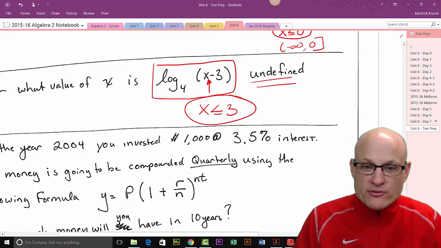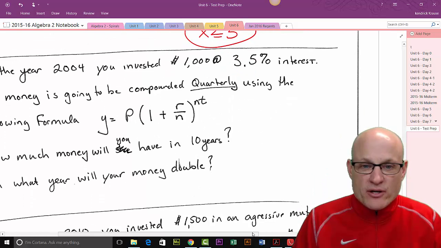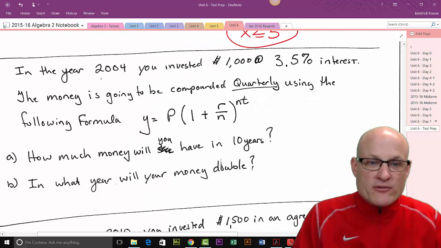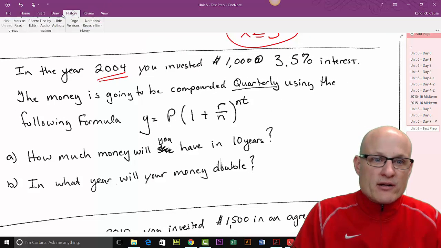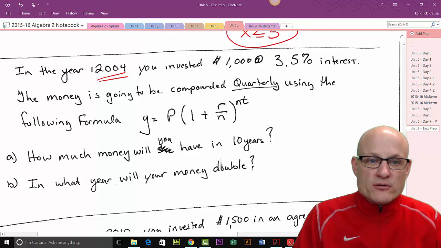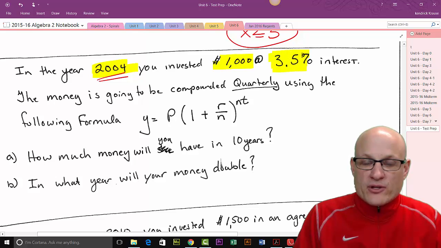Let's read through this one. I think you already did. Hopefully you already had. In the year 2004, get my highlighter out. In the year 2004, we're going to invest $1,000 at 3.5% interest. And we're going to use this formula, and we're going to do it quarterly.